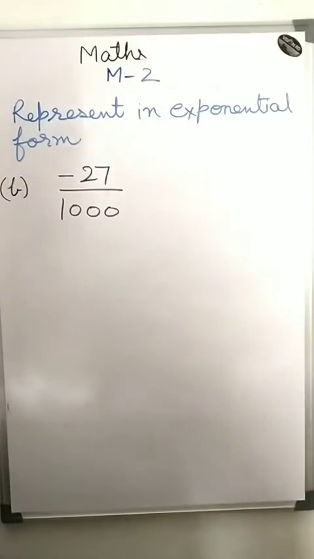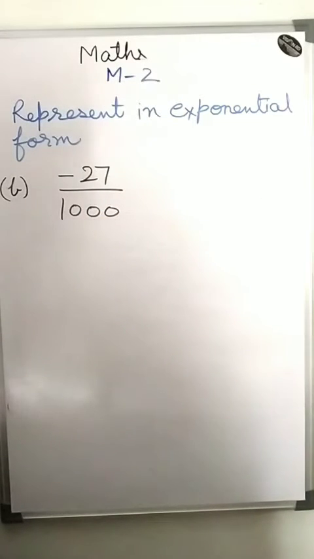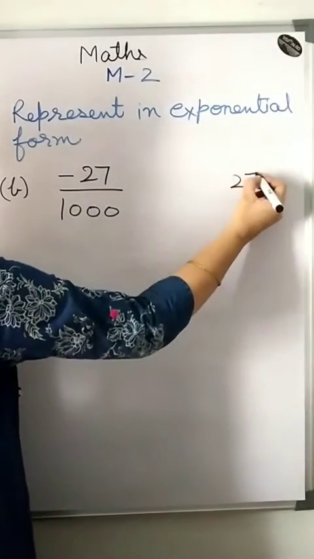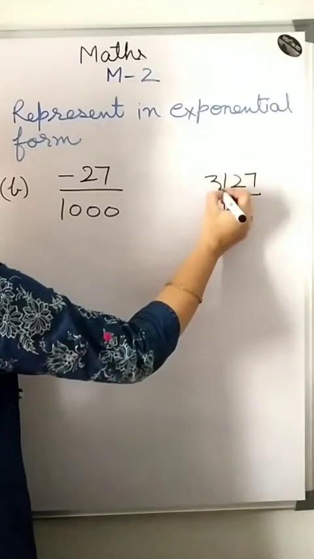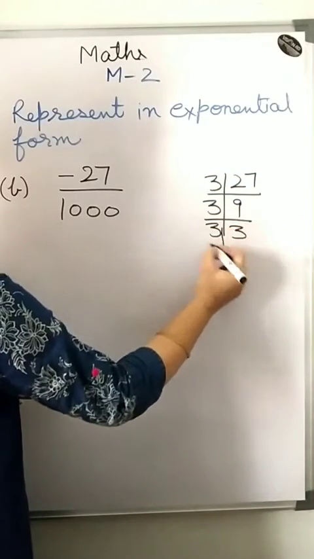Okay, now the next question is minus 27 upon 1000. How do we write this in exponential form? So 27 has factors 3 nines, and 3 threes, and 3 ones.